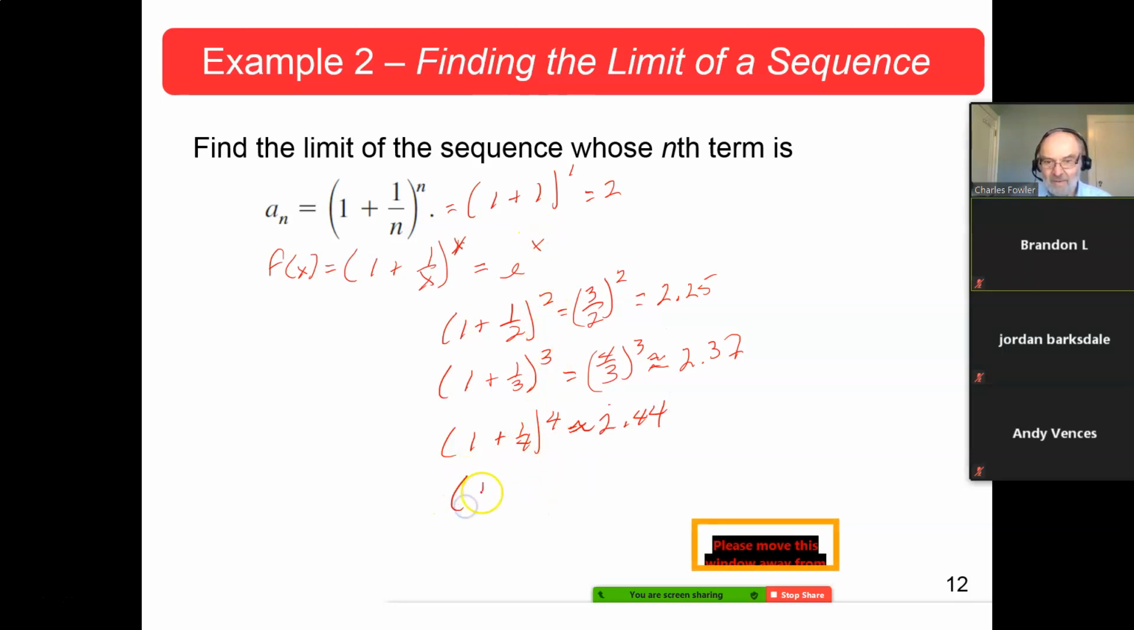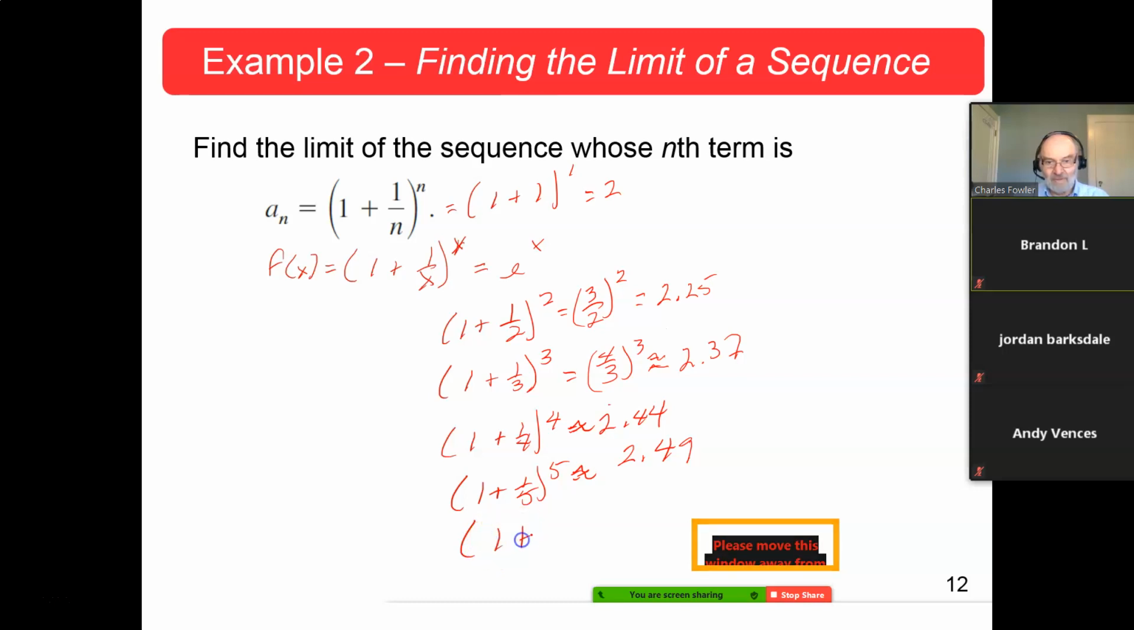Well, next will be 1 plus 1/5 raised to the 5th power. So that would be 1.2 raised to the 5th power. That's 2.49, approximately. Come on, pen, where are you? There you are. Approximately equal to 2.49. They sure seem to be increasing: 2, 2.25, 2.37, 2.44, 2.49. They're increasing, but at a much, much slower rate.